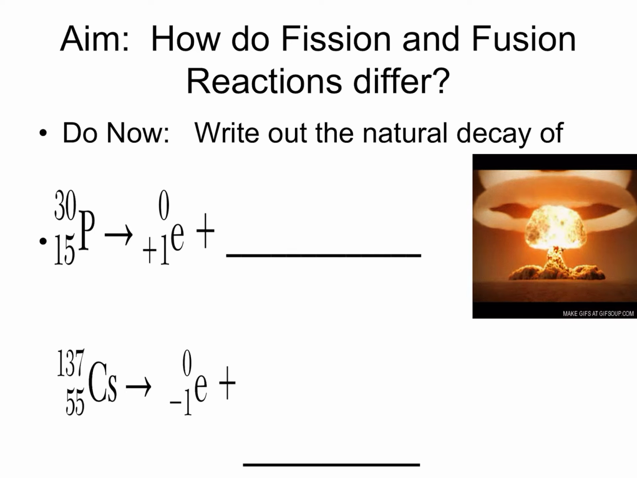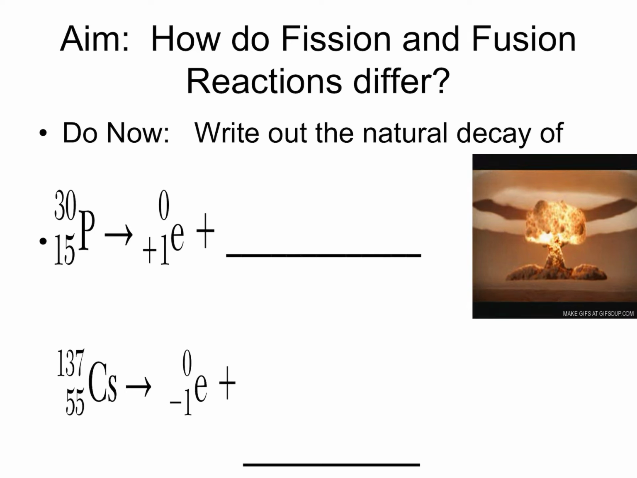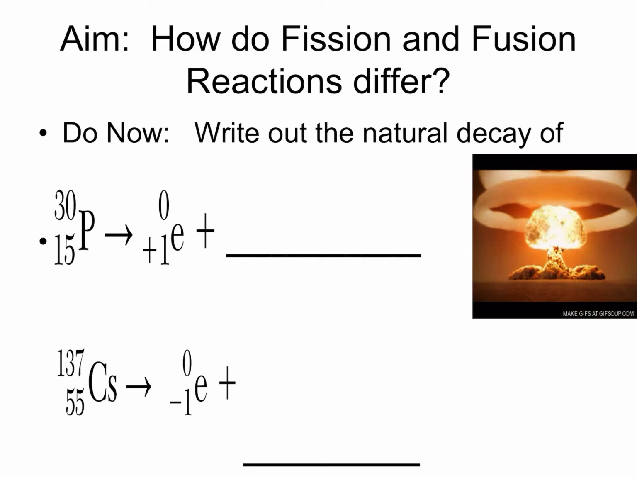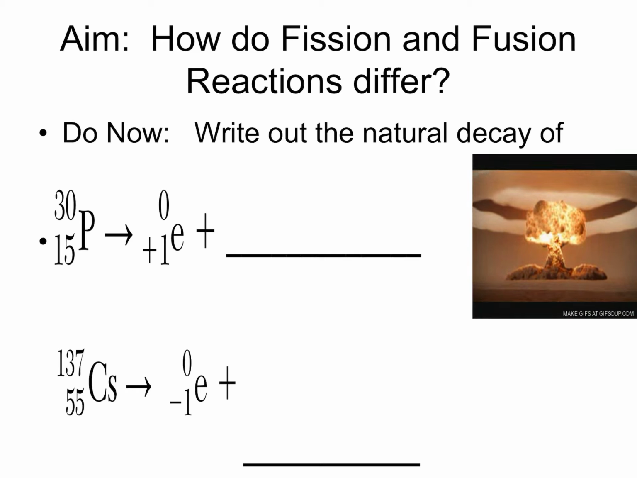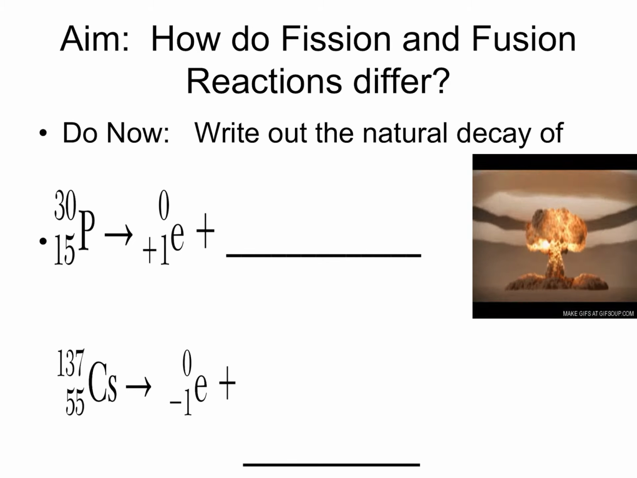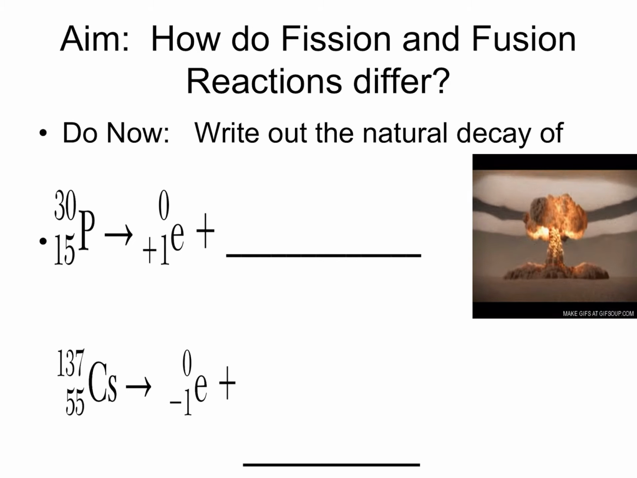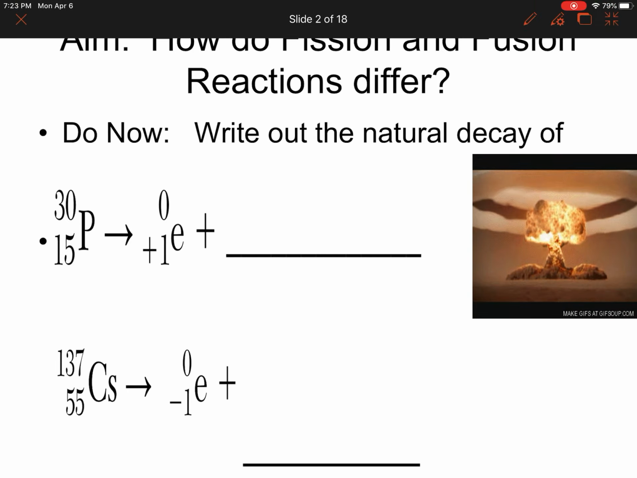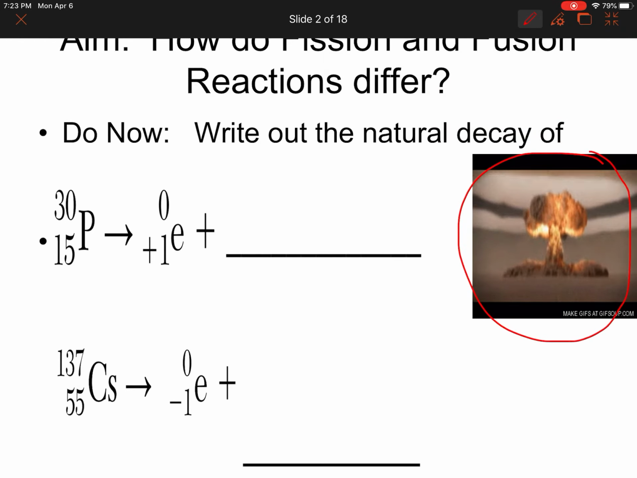Here we go. Aim: how do fission and fusion reactions differ? So, we're going to learn today about fission and fusion. Fusion is what powers life on Earth, it's the energy from the sun, while fission reactions are found in atomic bombs, just like what you see over here, exploding right there.